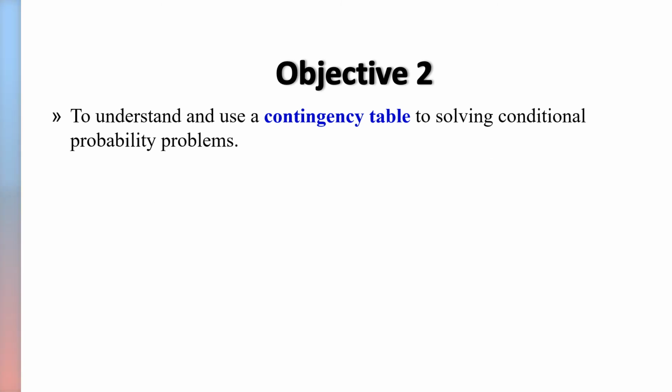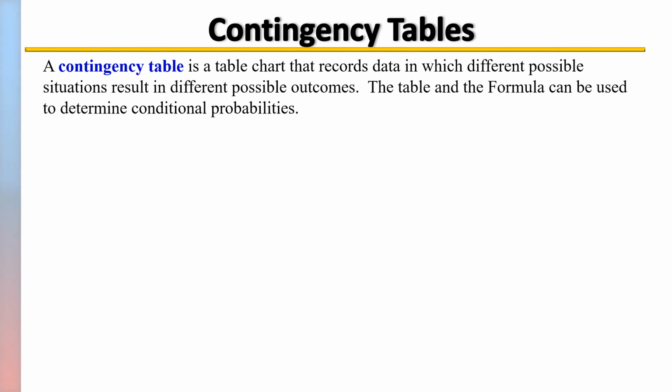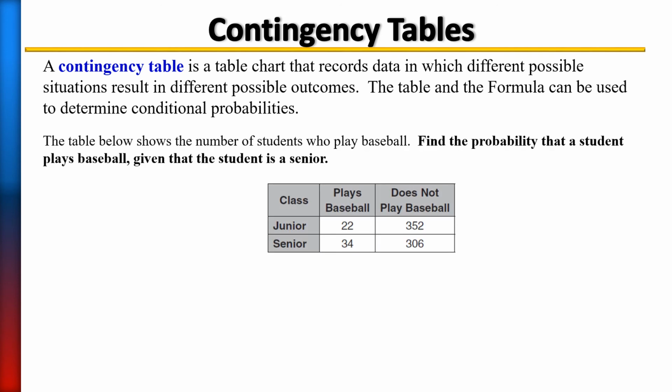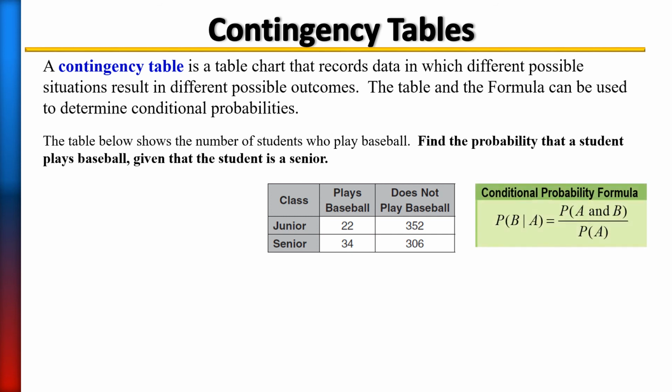Next, we want to talk about contingency tables. So in this section, we're going to understand and use contingency tables to solve conditional probability problems. A contingency table is a table chart that records data in which different possibility situations result in different possible outcomes. The table and the conditional probability formula can be used to determine conditional probability. So here we're given a contingency table that shows the number of students who play baseball. We're asked to find the probability that a student plays baseball given that the student is a senior. So we're going to use the conditional probability formula to help us solve this.